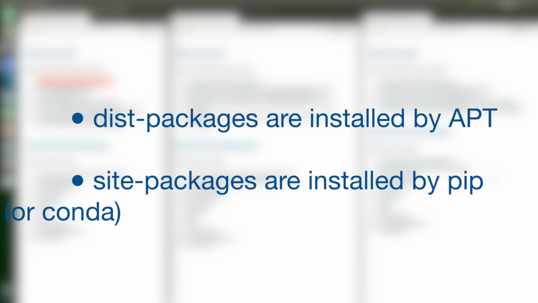You will see certain paths frequently. On Ubuntu, a path dist-packages indicates modules that are installed by apt. site-packages indicates modules that are installed by pip.